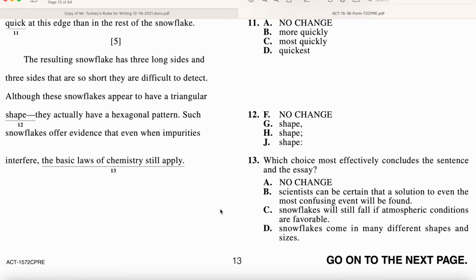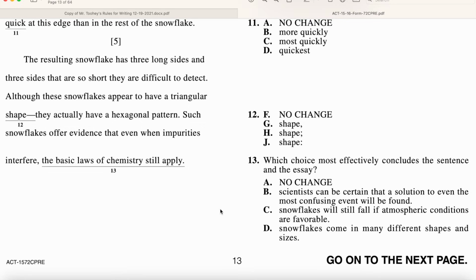Such snowflakes offer evidence that even when impurities interfere, scientists can be certain that a solution to even the most confusing event will be found. Does that effectively conclude the sentence and the essay? It's not concise. Well, that's not what they're testing on here. I mean, does that conclude the essay? It doesn't wrap it up. That's a different idea.